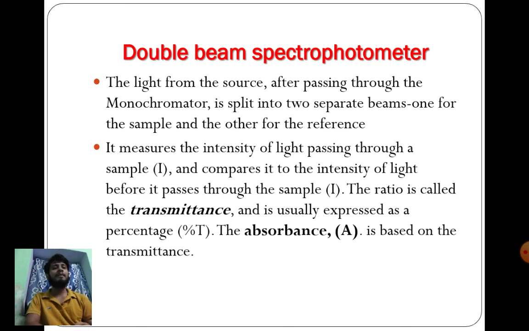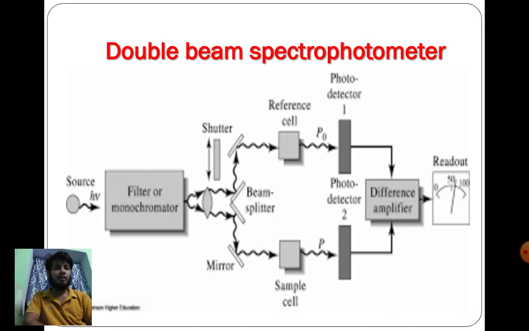Now the double beam considers two kinds of light. In this kind of spectrophotometer, both the reference sample and tested sample are tested simultaneously. A single beam is divided into two ways. One passes through the reference sample and the other passes to the tested sample, as seen here. And two beams are generated, one from the reference sample and the other from the sample cell. Then the photodetectors, difference amplifiers, and the readout.